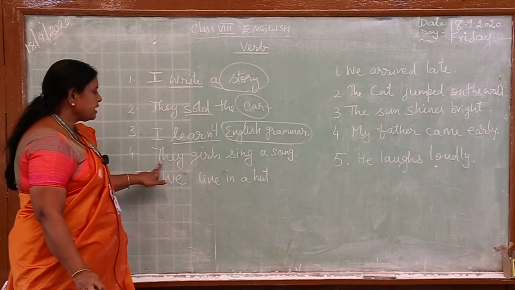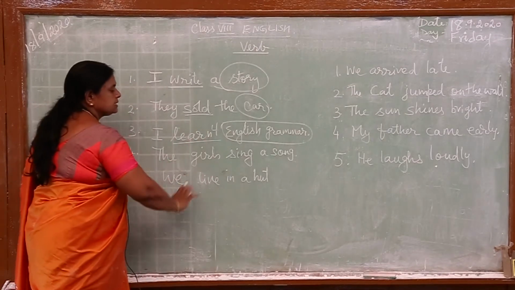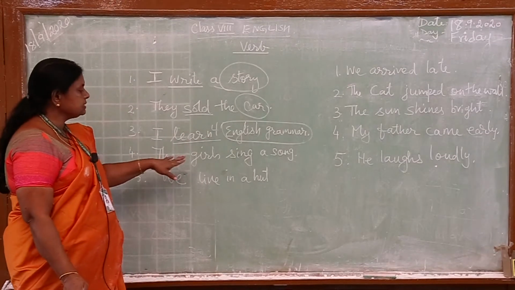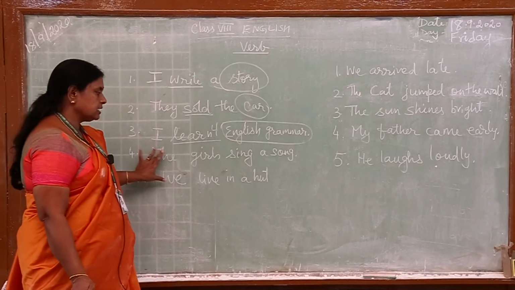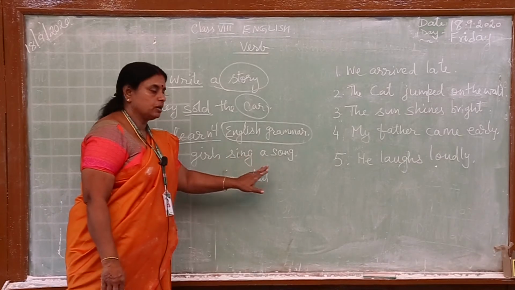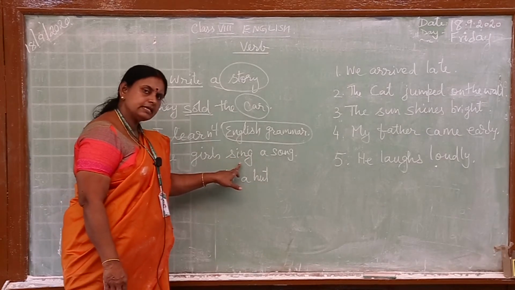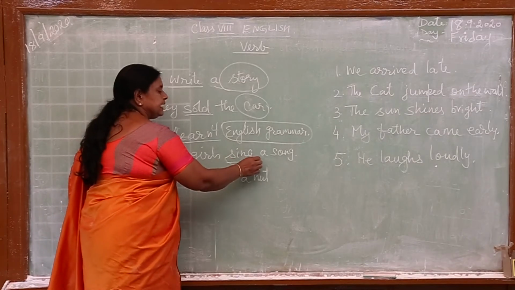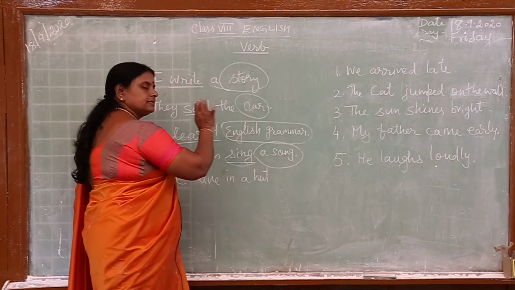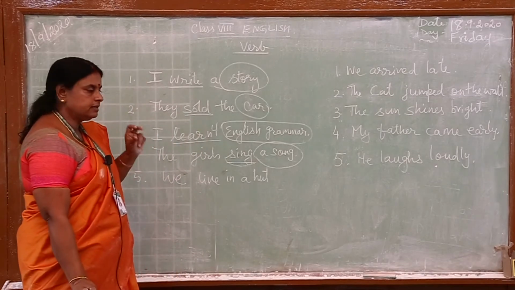The girls sing a song. The girls are the subject. Sing a song. Now what are the girls doing? The girls are singing. So sing is the verb, and a song. What are they singing? They are singing a song.